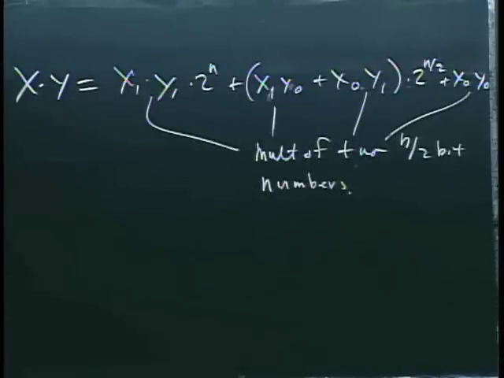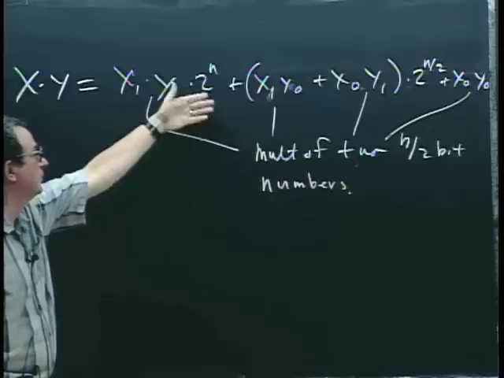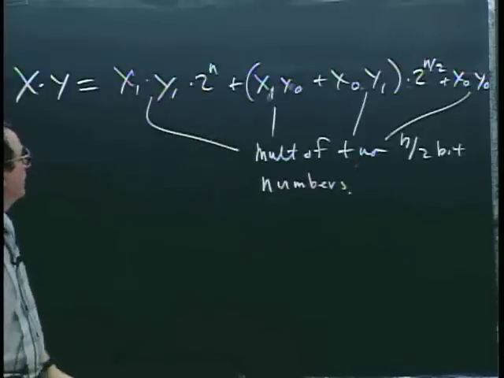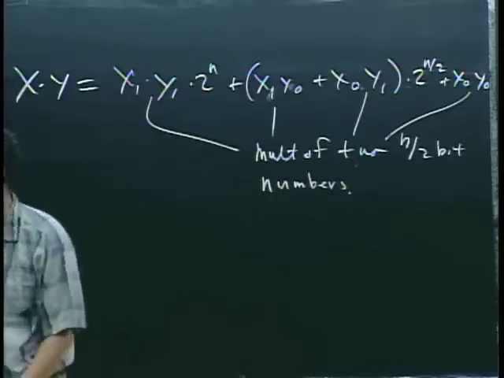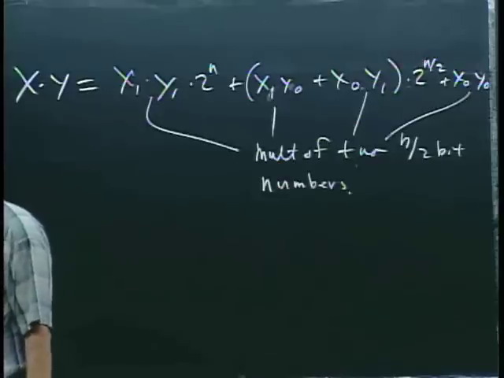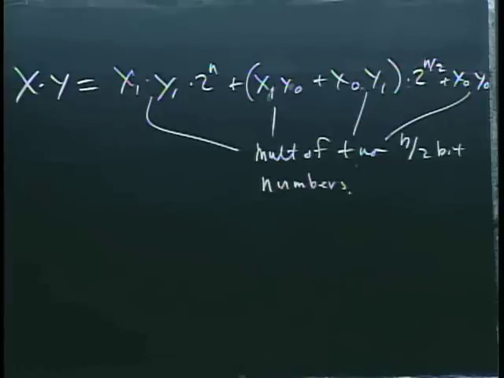Yeah? Because multiplying by 2 to the n, or n over 2, is just a shift. That's what I was showing you over here. You take that number and you shift it that many times. So if we want, we can count shifts as well, but they're different than multiplications.